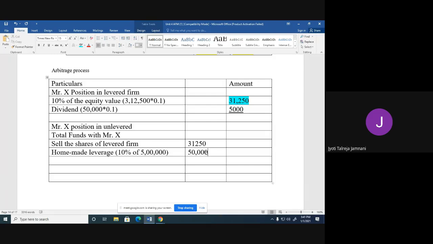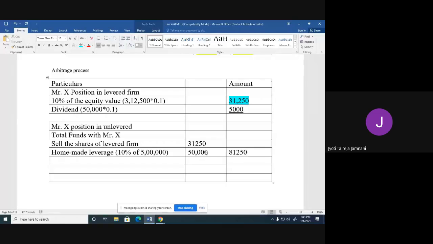So 31,250 plus 50,000. How much money does he have now? How much? 81,250. Any doubts still here? This is the first step of going to the unlevered firm. First, he is seeing how much money he has in his pockets. So he will first sell the shares of the levered firm and he will get 31,250. Second, he will say, I want to keep the same risk, so let me go and borrow from the bank.